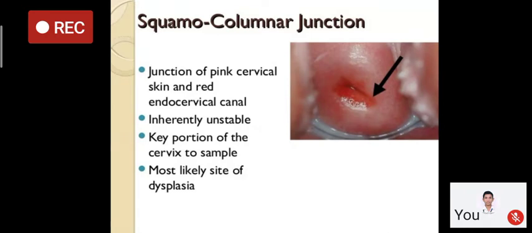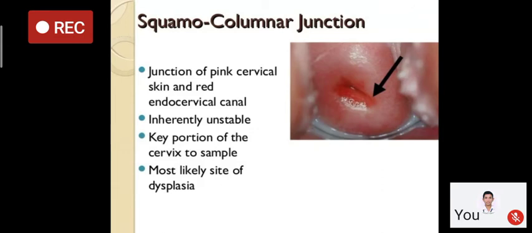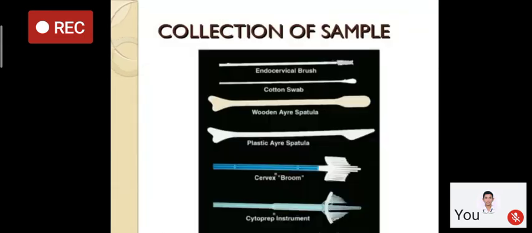The endocervical canal is dark pink, and the ectocervix is light pink in color, and the junction is the transformation zone. That is the area which needs to be sampled, and most likely the site of dysplasia, because it is a transformation zone.